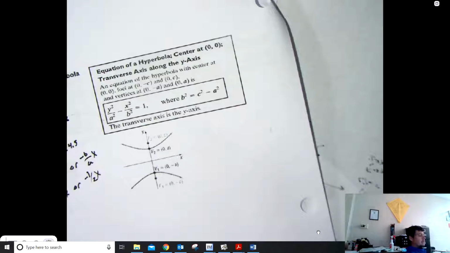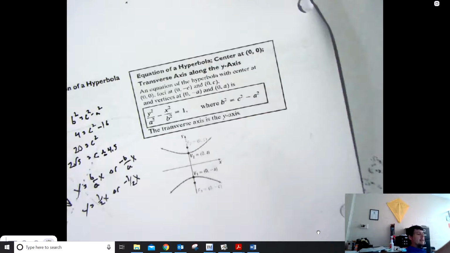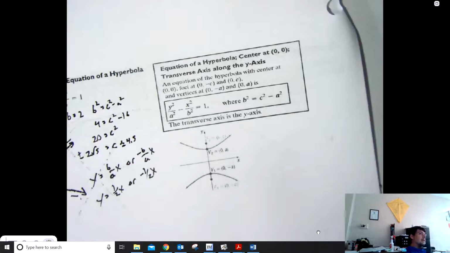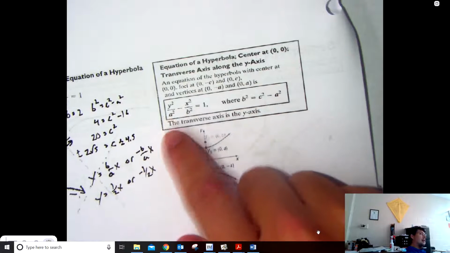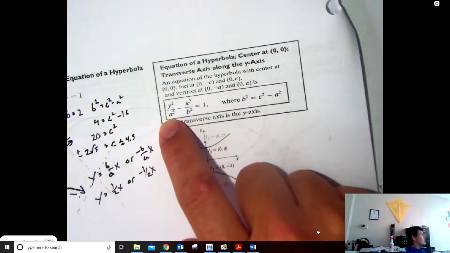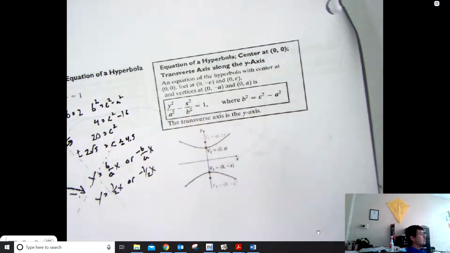So we did transverse axis was the x-axis. Now we do transverse axis the y-axis. They open up and down. And it's a lot like yesterday. These equations are actually written with y first as opposed to x. Other than that, they're the same thing. They really are. A is big. A goes with Y. That's your transverse axis. When you see A under Y, or you see the big number under Y, it's telling you you open how? Up and down. So that's the gist of it. Everything else stays the same.